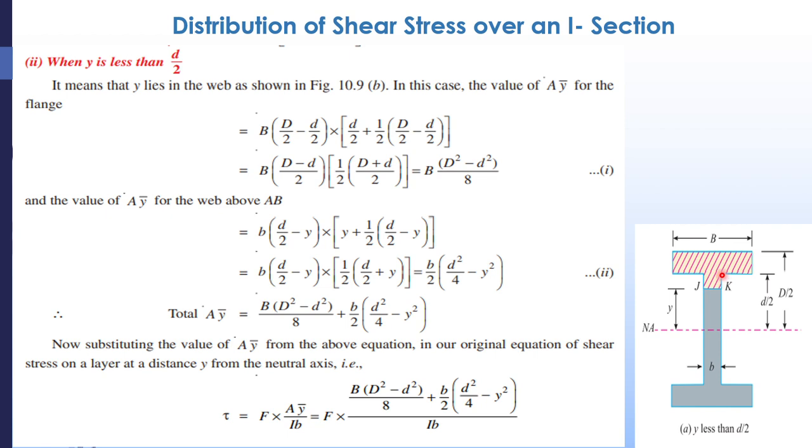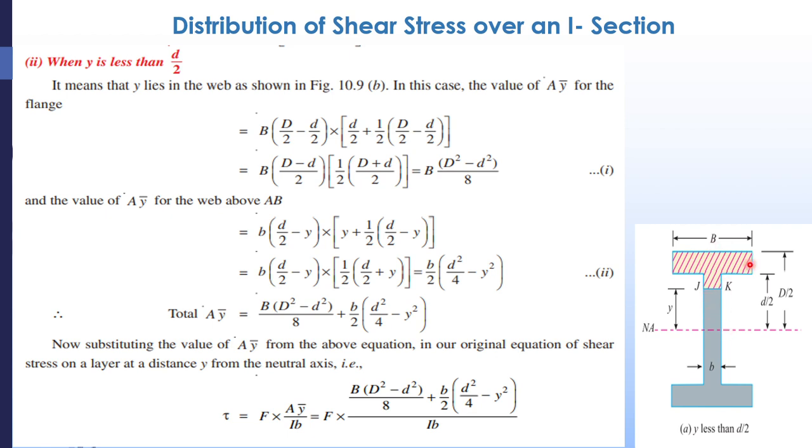Plus, what is the area of this rectangle? Small d times (D by 2 minus y), (capital D by 2 minus small d by 2). What is the area of this particular rectangle? That is d times (d by 2 plus half of D by 2 minus d by 2). Got it? So that is the total area of this particular section. Both the rectangles you have to find, and then the total area. Okay, now the total area you got. Now what is y bar?